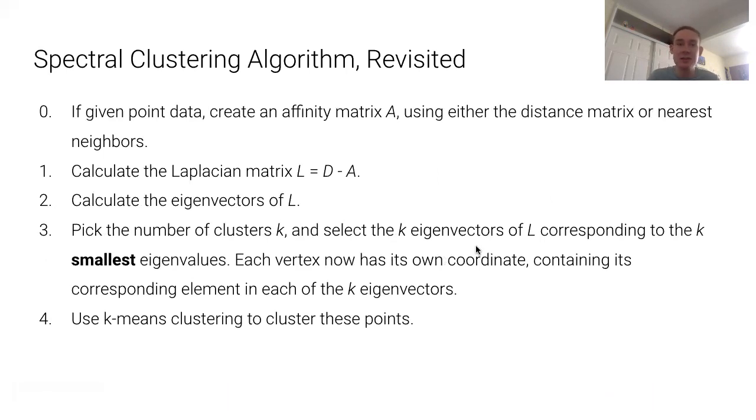So to end this video, let's revisit the spectral clustering algorithm. I've added a new step 0 here, which is if you are given point data, you can construct the affinity matrix A, aka adjacency matrix, affinity matrix, same idea, using either the distance matrix or nearest neighbors. And then you can continue with the algorithm as we've discussed it before, where you calculate the Laplacian and the eigenvectors, select the eigenvectors and do k-means. But if you're given point data, there's a new step 0, which is make a graph from the point data. So that's it for the slides in this lecture.